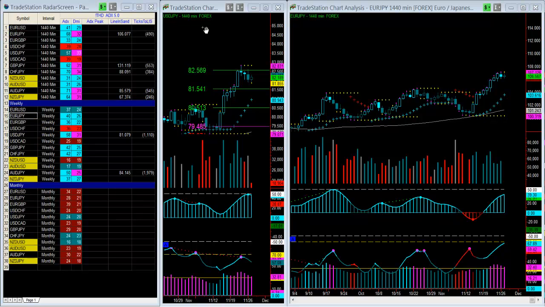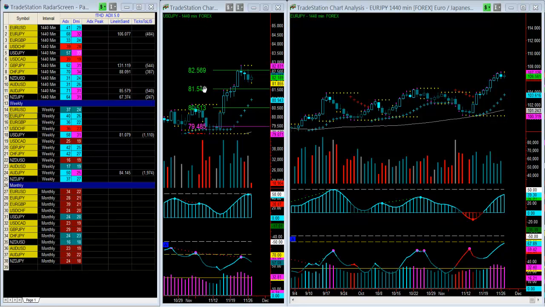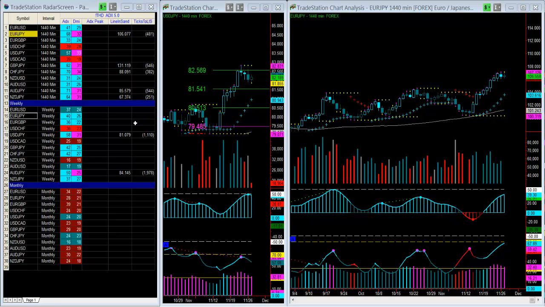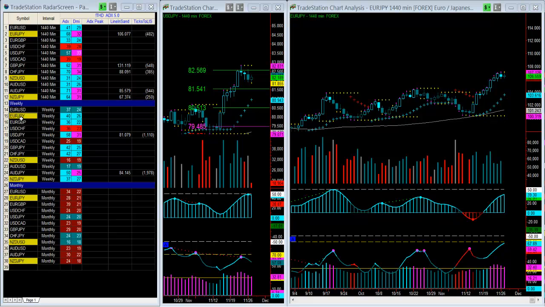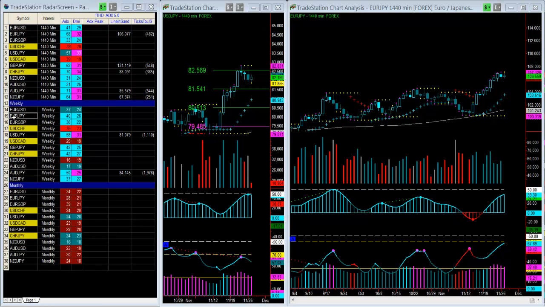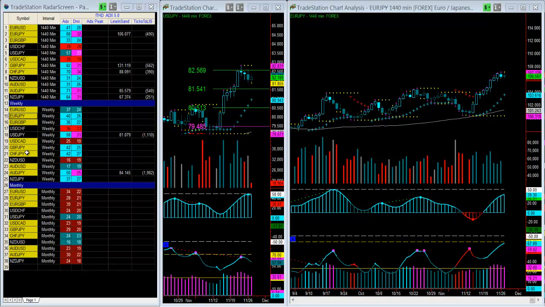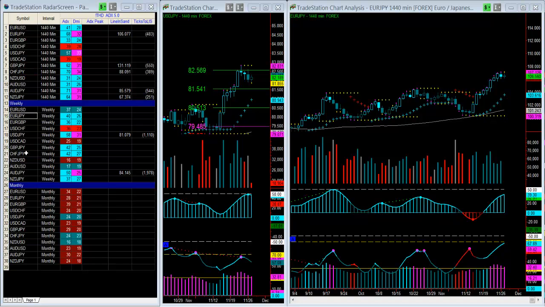I took a long position, and as you can see, actually was able to get all three clippers. Now, what happened after I entered the USDJPY? As you can see on the radar screen, the Euro Yen turned bright blue. The British Pound Yen turned bright blue. The Swiss Franc Yen turned bright blue, and the New Zealand yen turned bright blue.